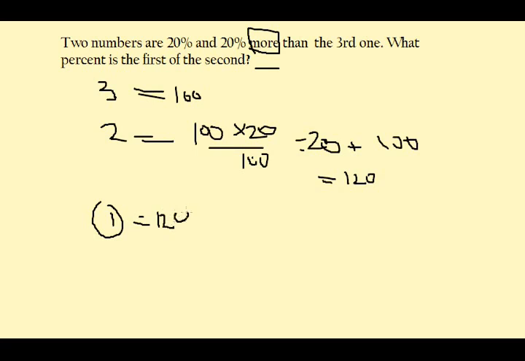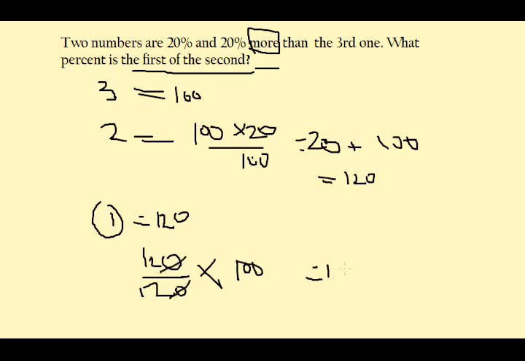So what is the percent first of the second? First is 120, the second is also 120, into 100. So this cancels out and we get the answer equal to 100%. This was a pretty simple example. You just need to read the question carefully before directly attempting it.